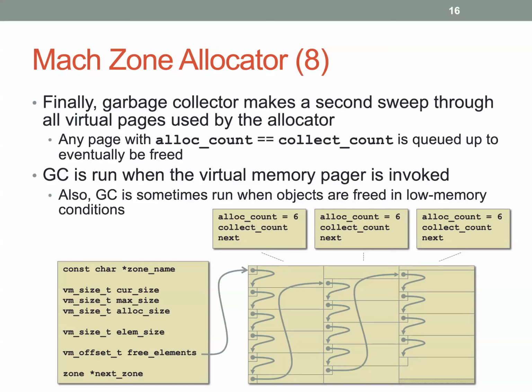The pager is basically the thing that has to figure out what page frame needs to be evicted so that we can use it for something else. So when that pager is invoked, that's when this garbage collection mechanism would run. And particularly in low memory conditions, where the system needs to be more aggressive about trying to identify and reclaim memory, it would be run in those situations.